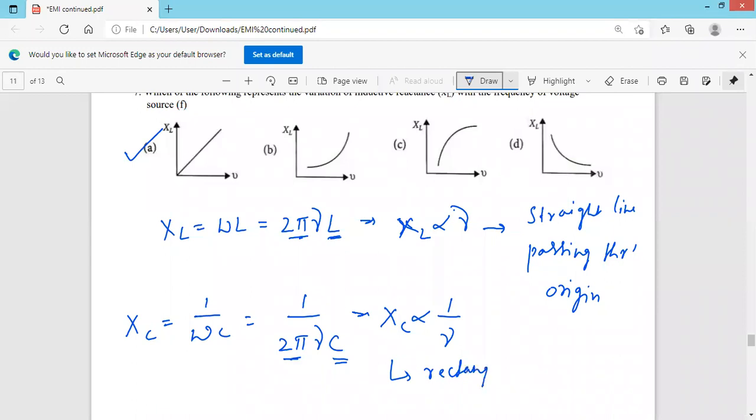Rectangular hyperbola. Rectangular hyperbola means like this. So Xc versus nu is a rectangular hyperbola. This is the correct answer. For inductive reactance versus frequency, it is a straight line because they are directly proportional. So therefore, option A is the correct answer.